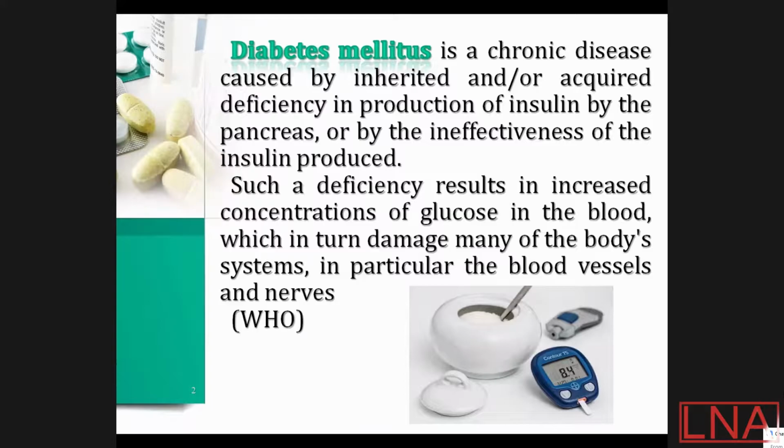Diabetes mellitus, I think you heard about this disease. It's a chronic disease, and the cause of it is usually deficiency of insulin production, and sometimes insulin tolerance or ineffectiveness of the insulin produced. And the main symptom is a high level of glucose in the blood, and this high concentration of glucose might cause complications or secondary damage to different systems and organs. So the goal of treatment is to decrease the glucose level in the blood.